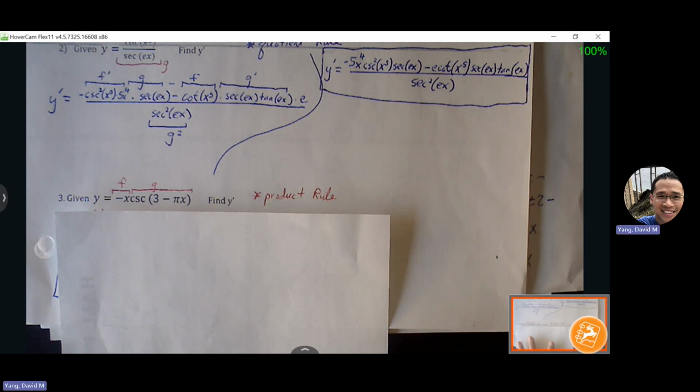So negative x is one term. Cosecant of 3 minus pi is the second term. Those are separate, right? Any trig is never going to be standalone. It's all going to be a u inside that trig function. Okay, product rule, right?